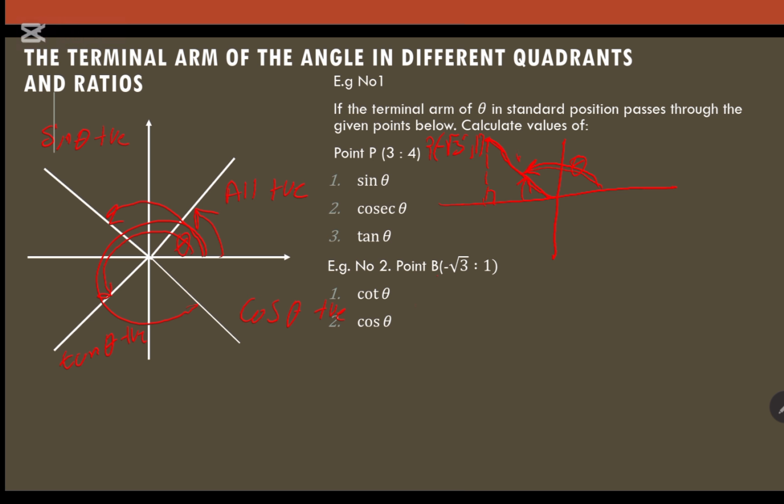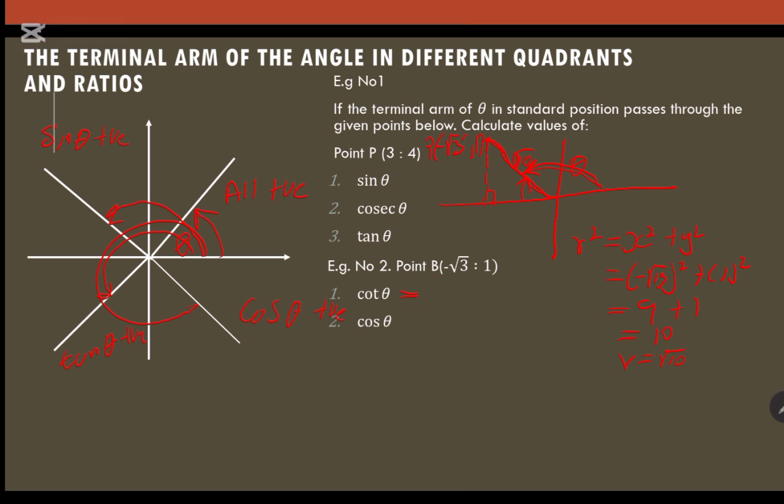We need to calculate the length of r. So we simply say r squared is equal to x squared plus y squared. And that is negative square root of 3, squared, plus 1 squared. Negative square root of 3 squared will give us 3, plus 1 squared is 1. So this gives us 4. Therefore, r is equal to the square root of 10. So this is the square root of 10. Now, we are able to solve this question.